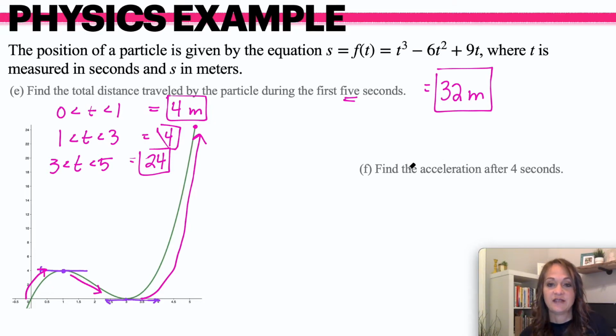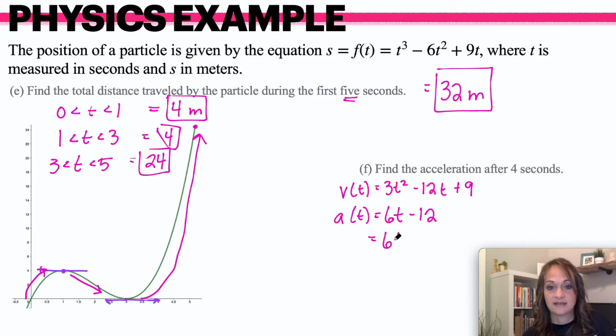And then next, find the acceleration after 4 seconds. That means we need to take the velocity, which we know is 3t squared minus 12t plus 9. And then we need to take the acceleration, which is the derivative of this, which would be 6t minus 12. And we want to know at 4 seconds.